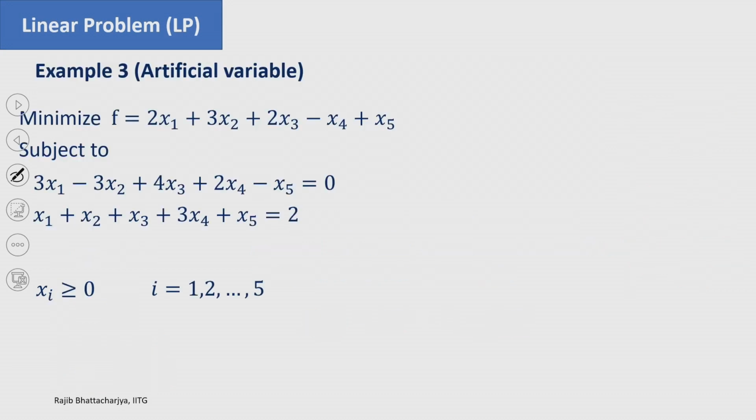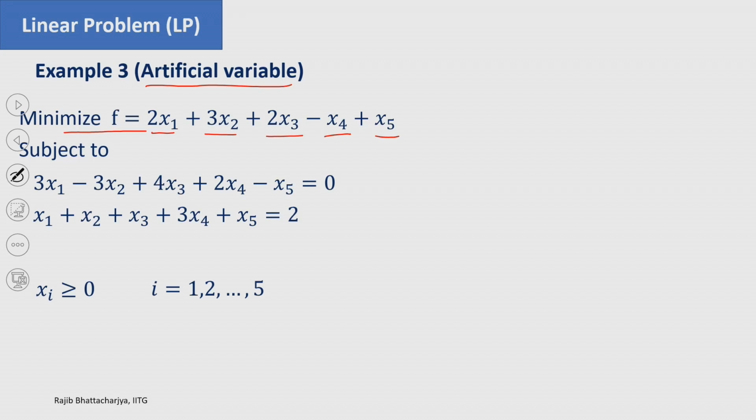Now, let us see a problem with artificial variable. I have not discussed what is artificial variable, but in this problem I will discuss what is artificial variable. The objective function here is a minimization type objective function, that is f equal to twice x 1 plus thrice x 2 plus twice x 3 minus x 4 plus x 5, and subject to there are two constraints.